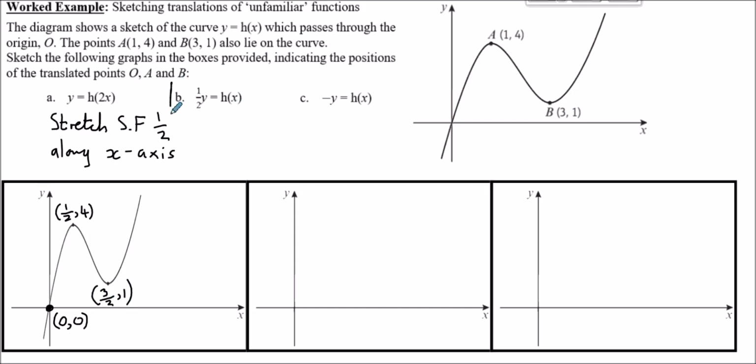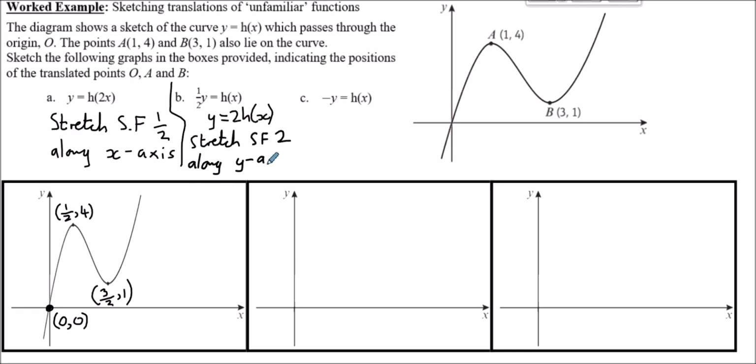For part B, we have half y equals h of x. We need to multiply both sides by 2 to arrive at y equals 2h of x. So it's h of x multiplied by 2. So it's going to be a stretch, scale factor 2, but this time, because this 2 is outside of the brackets, it's going to be affecting the y direction. So it's a stretch, scale factor 2, along the y-axis.